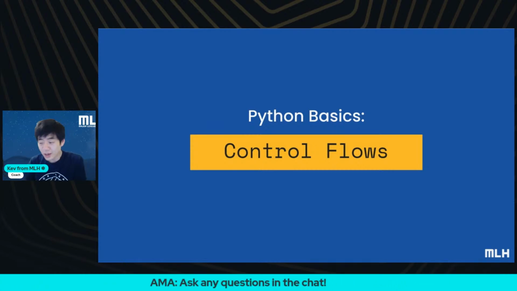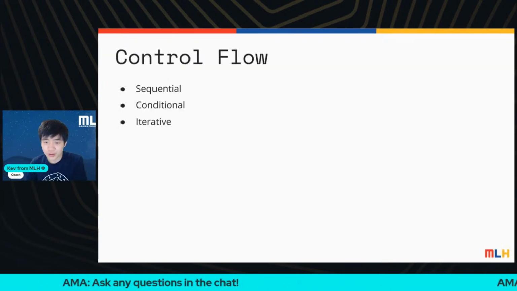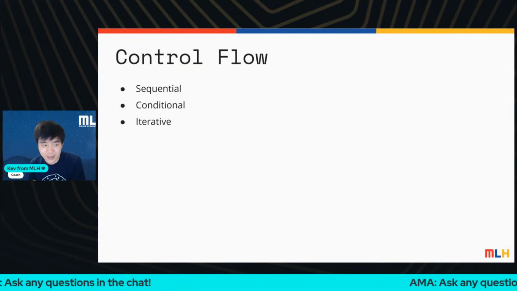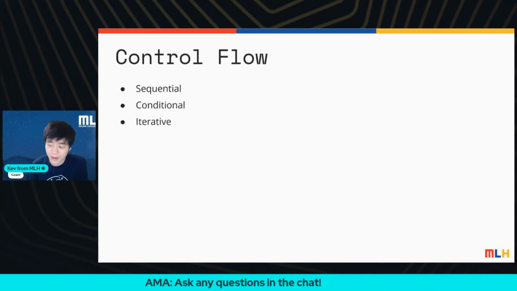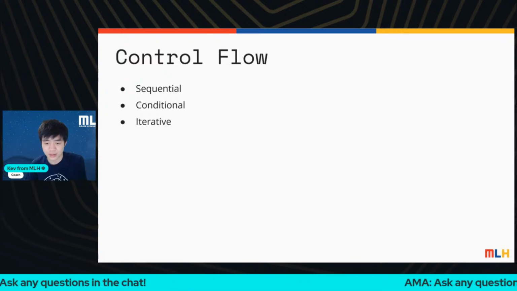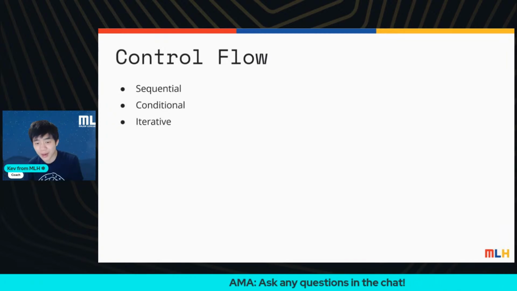But yeah, cool. So we're going to talk about control flows. So what are control flows? There are 3 types of control flow. This slide is really bare minimum, because I'll do one of my favorite things in a second. The 3 types of control flow we're going to talk about are sequential, conditional, and iterative. And you might ask me, what are they?